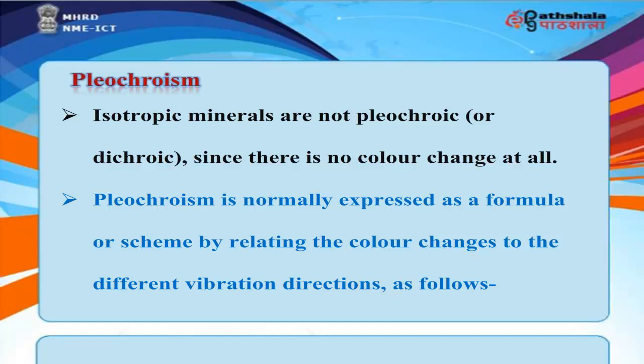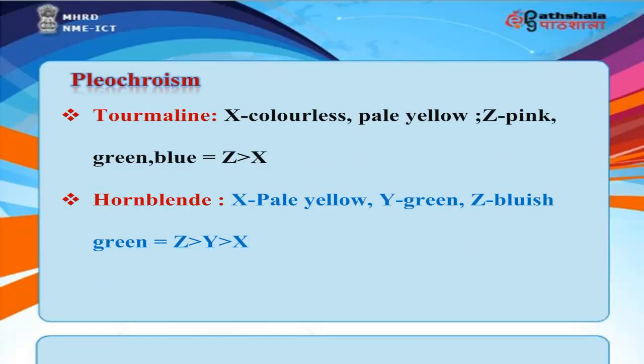Pleochroism is normally expressed as a formula or scheme by relating the color changes to the different vibration directions as follows. Tourmaline: X, colorless, pale yellow; Z, pink, green, blue. Therefore, the pleochroic scheme is Z greater than X. Hornblende: X, pale yellow; Y, green; Z, bluish green. Therefore, the pleochroic scheme is Z greater than Y, which is greater than X.